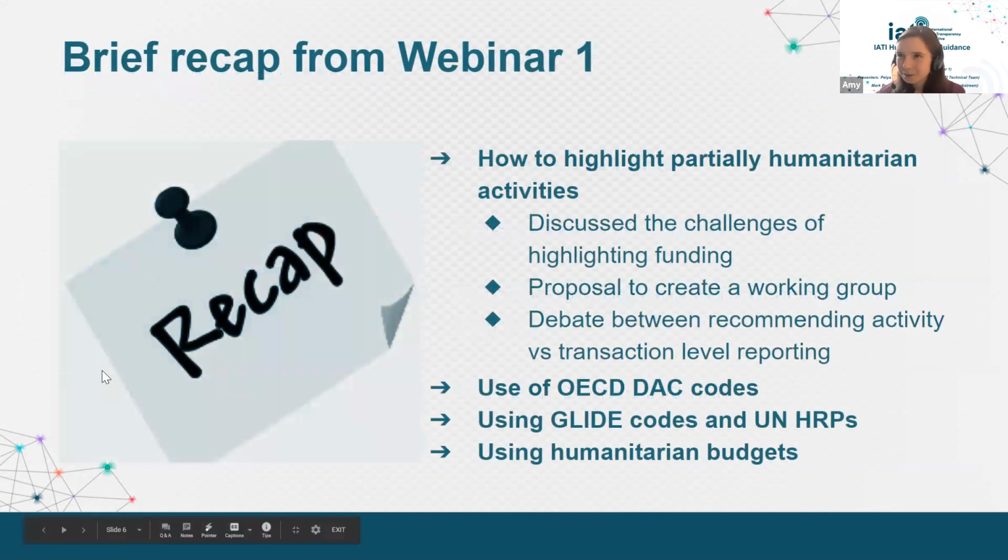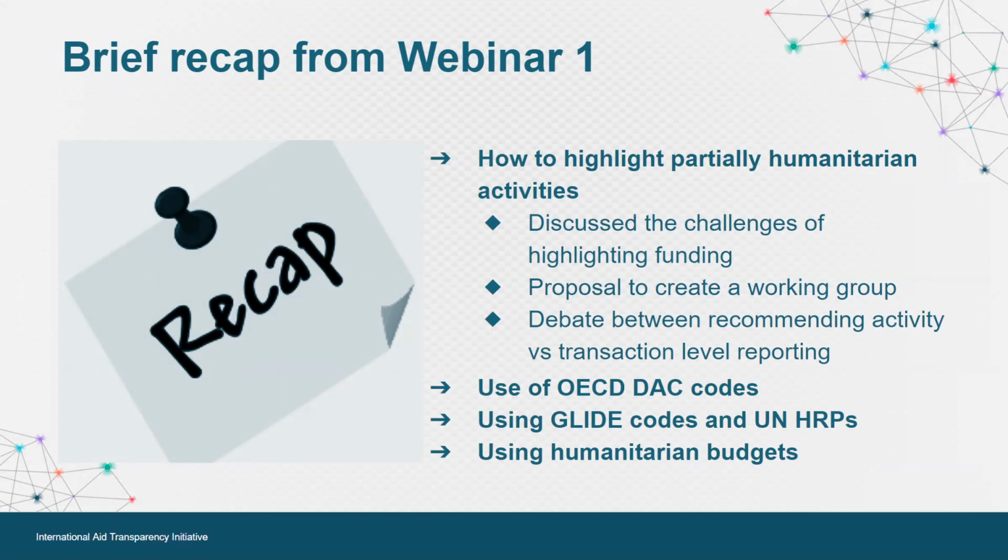So Petra, onto a brief recap from webinar 1. Thank you, Amy. I know some of you have already joined the first webinar, but in the first part, as you know, the guidance is quite detailed. So what we focused on is 4 specific areas. One was about the humanitarian flag. And I think a lot of the discussions were around levels of reporting.